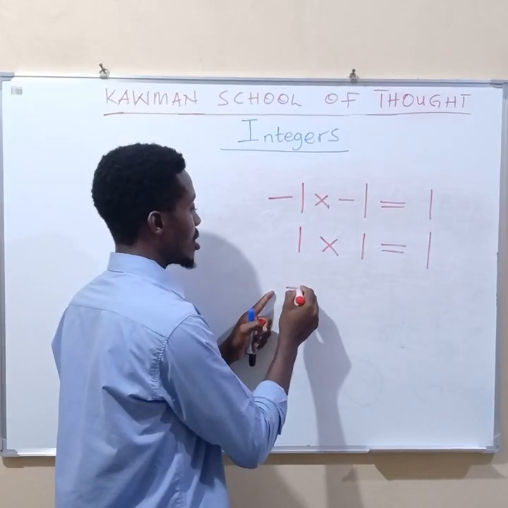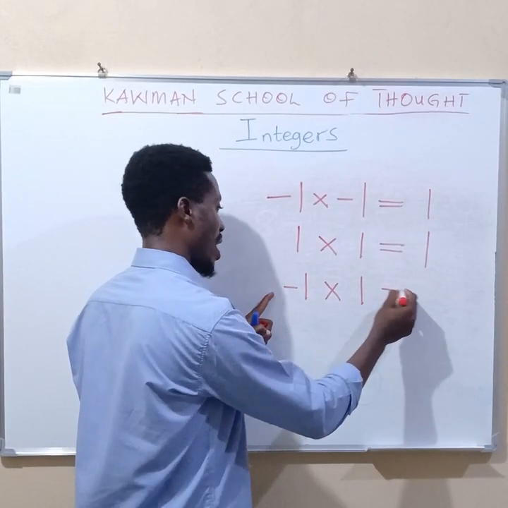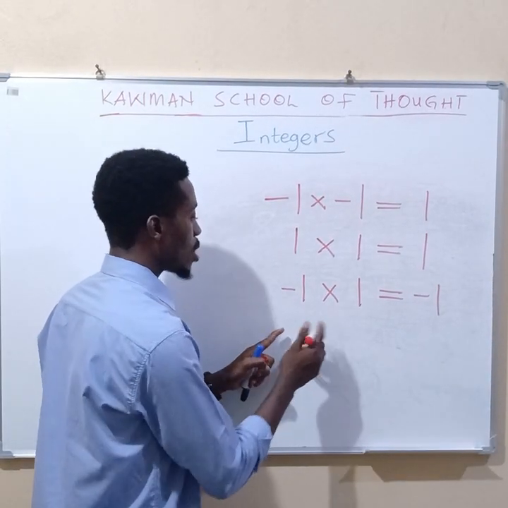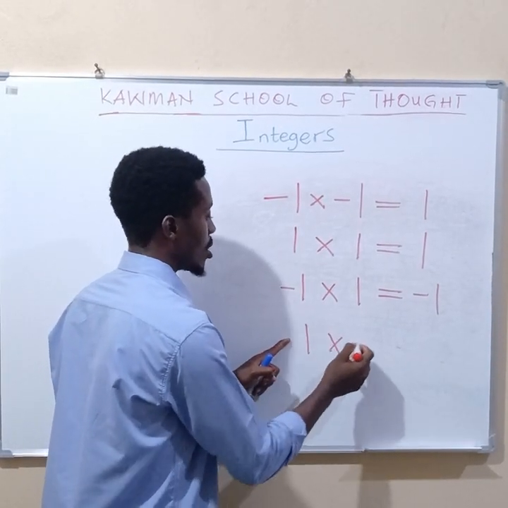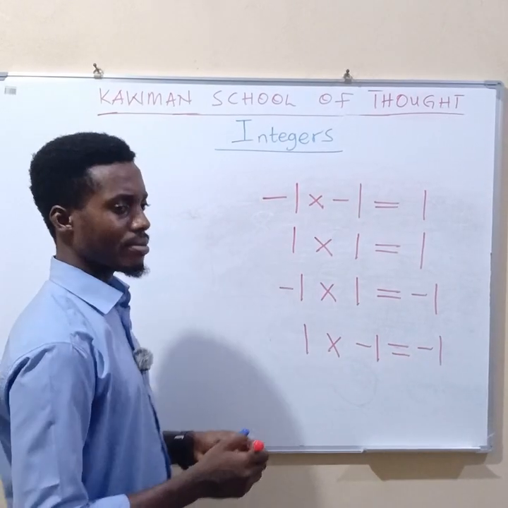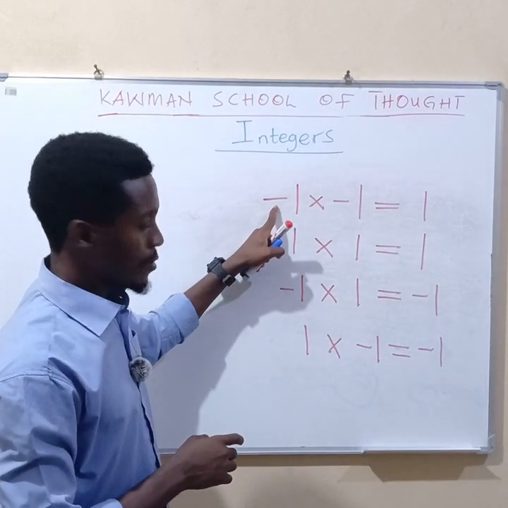What about negative 1 times positive 1? And the answer is always going to be negative 1. I will explain it to you. Just relax. What about positive 1 times negative 1? This is also equal to what? Negative 1. Have you noticed the pattern? I have. Now look. Negative.